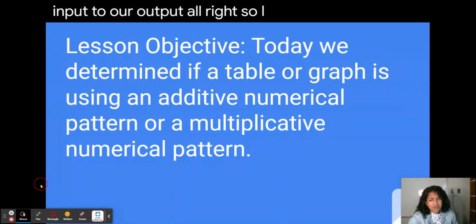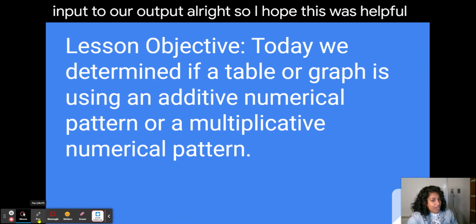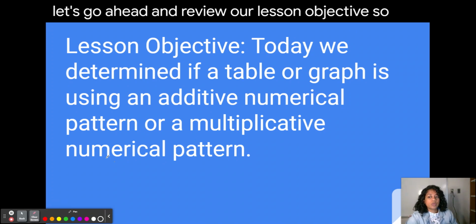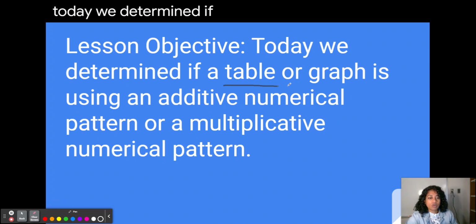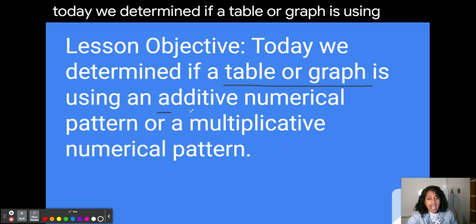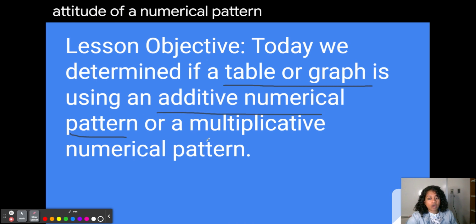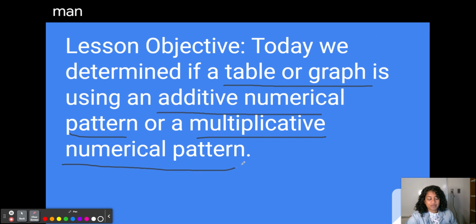All right, so I hope this was helpful. Let's go ahead and review our lesson objective. So today we determined if a table or graph is using an additive numerical pattern or a multiplicative numerical pattern.